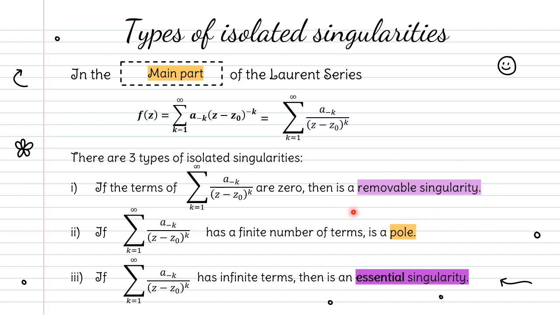Another type of isolated singularity is the pole, okay? So if we have this sum, and we said that if this sum has a finite number of terms, then we say it's a pole. But on the other hand, if that same expression over there has infinite terms, then it's not a pole anymore. It is an essential singularity.